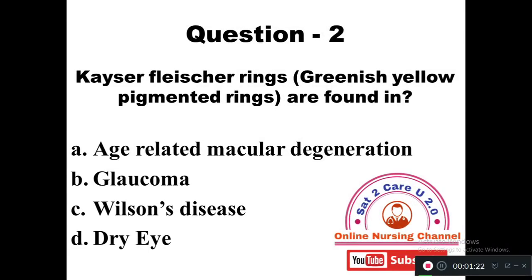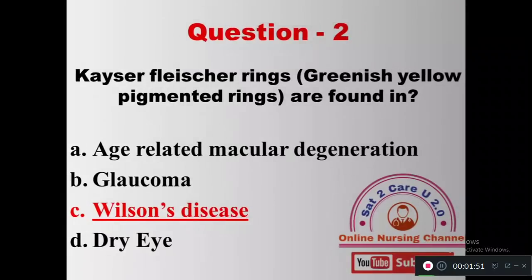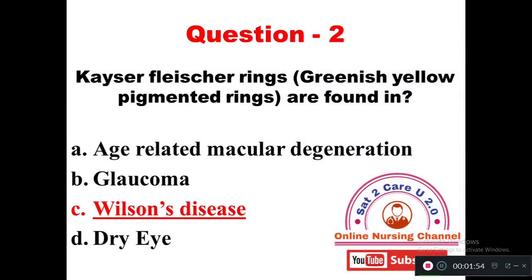Kayser-Fleischer rings, also called greenish yellow pigmented rings, are found in option A age-related macular degeneration, option B glaucoma, option C Wilson's disease, option D dry eye. These greenish yellow pigmented rings, also called Kayser-Fleischer rings, are seen in option C, Wilson's disease. It is nothing but the deposition of copper in the eyes. Question number 3.